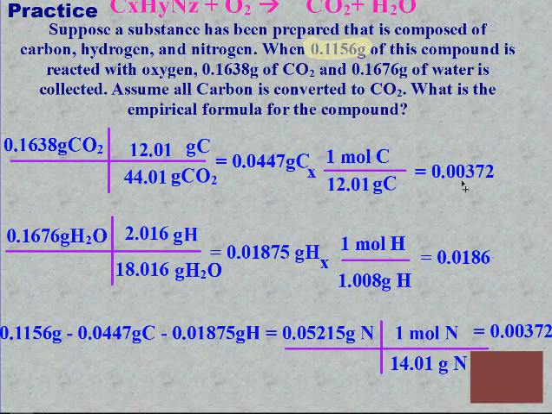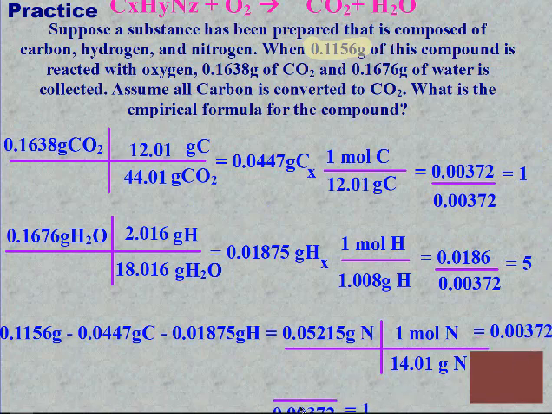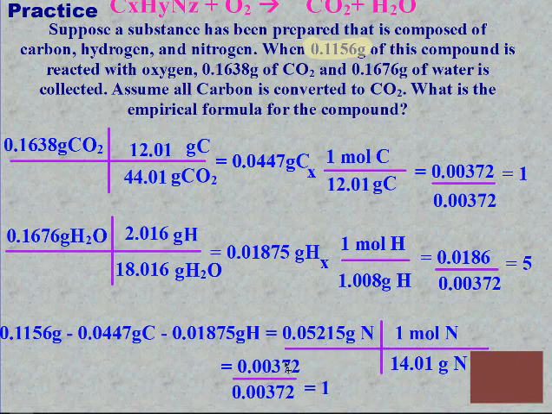So comparing these, I can see that 0.00372 is the smallest number, so I'm going to divide all of them by that. I'm going to move this over so you can see a little bit better. So we can see that we got whole numbers for everything. So we have 1 carbon, 5 hydrogens, and 1 nitrogen. And that's what our answer is. So CH5N.